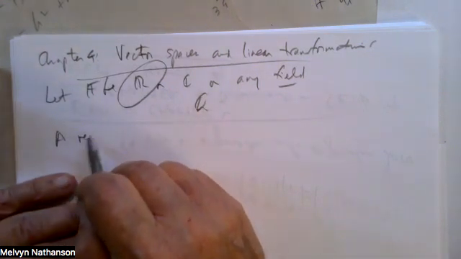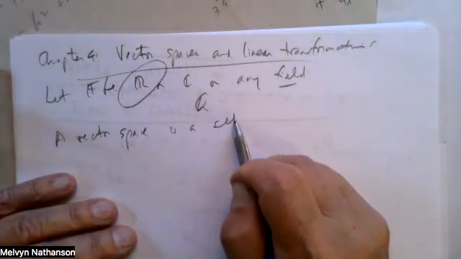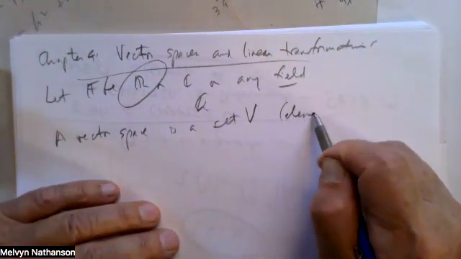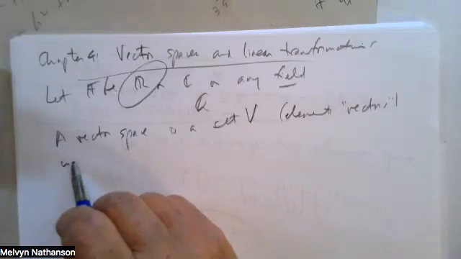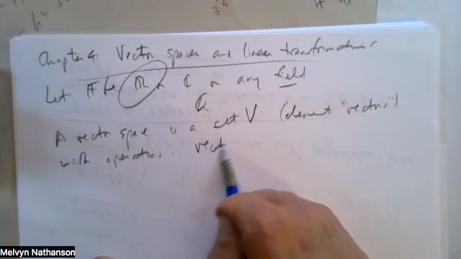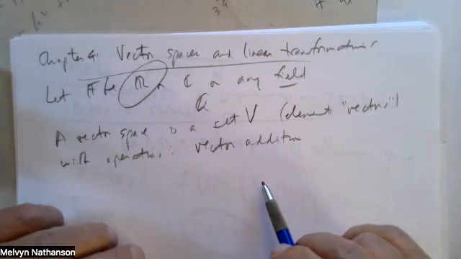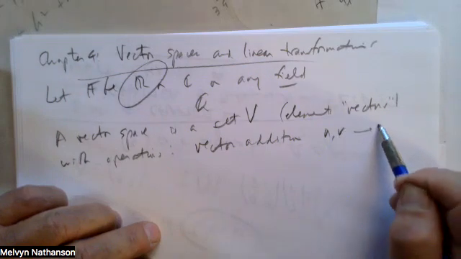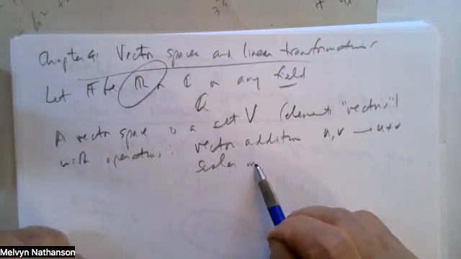So this is the definition of a vector space. A vector space is a set that's called V, whose elements are called vectors, with two operations: vector addition. So if you have vectors U and V, you can add them. There's some operation of vector addition, and there's an operation of scalar multiplication.